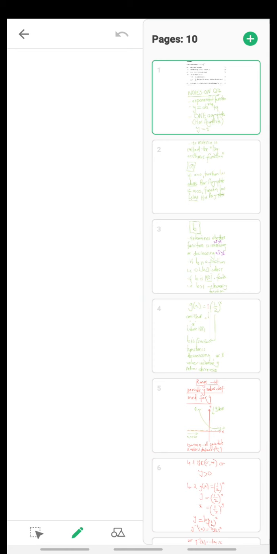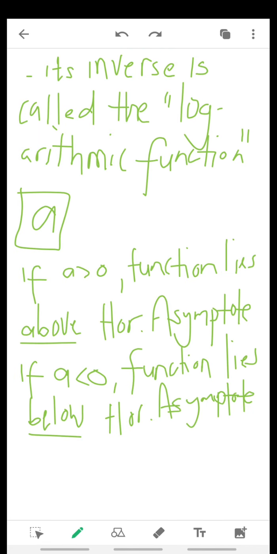Now, from the general equation, we've got variables a, b, p, and q. We need to check what each of those mean. I'm starting with a. If a is positive in that general equation, then it tells you where the function will lie, either above or below the horizontal asymptote. So if a is positive, then your exponential function lies above, on top of the horizontal asymptote. Very important. Then if your a value is negative, the exponential function will be below the horizontal asymptote. That is what a does in that equation. It determines where your function will lie, above or below the horizontal asymptote.